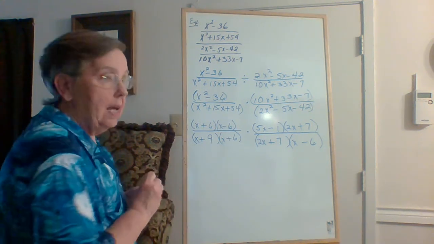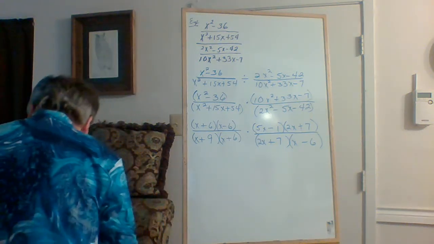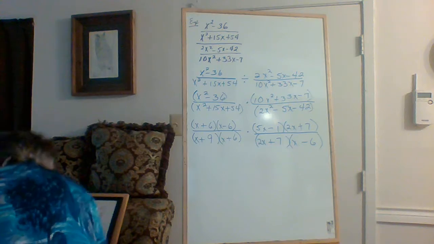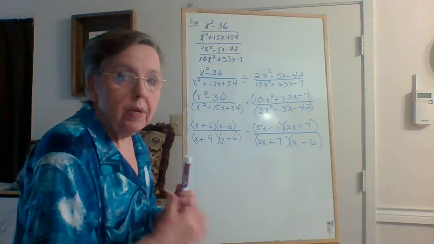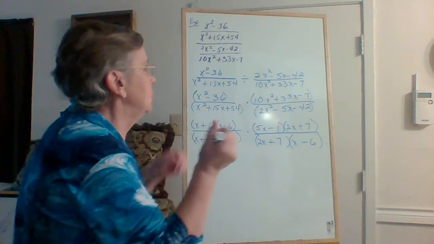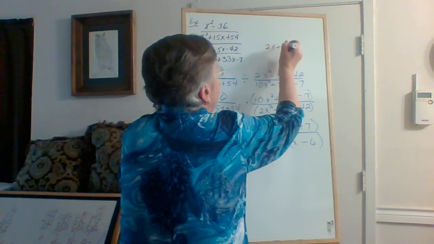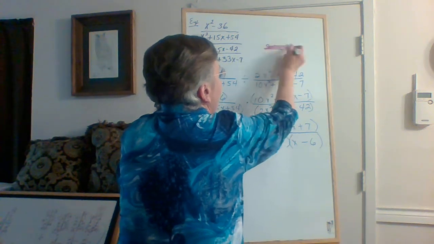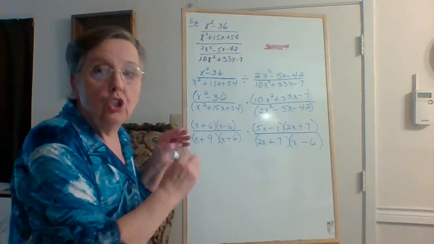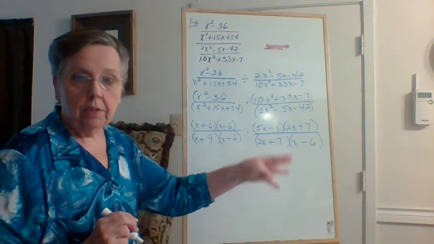Now we cancel. This is the fun part, canceling. Just don't get so carried away. Don't mark out a whole section. Like if it was 2x plus 7, when you're canceling, don't mark out the whole thing. Just do the one line so that you can see what's left, okay?